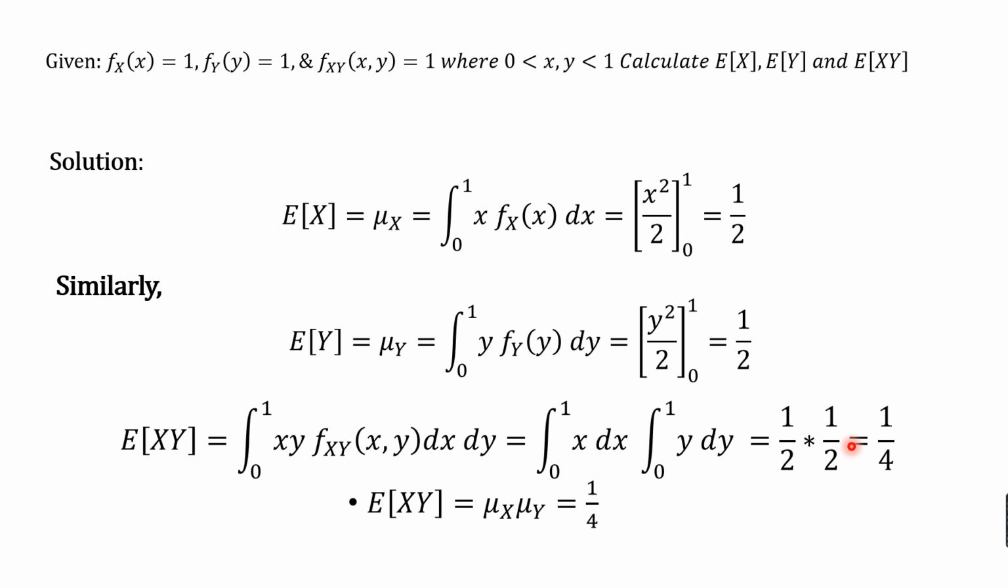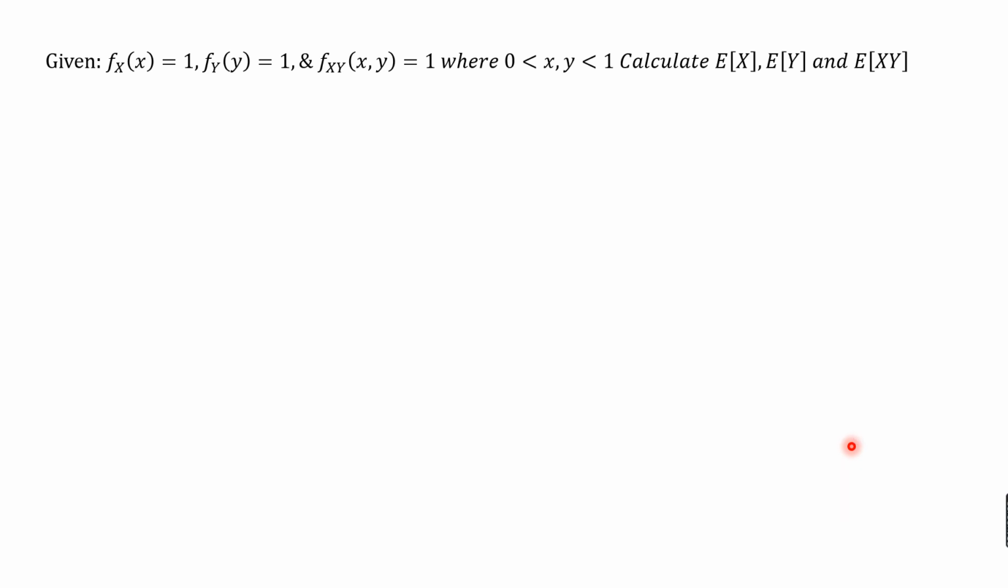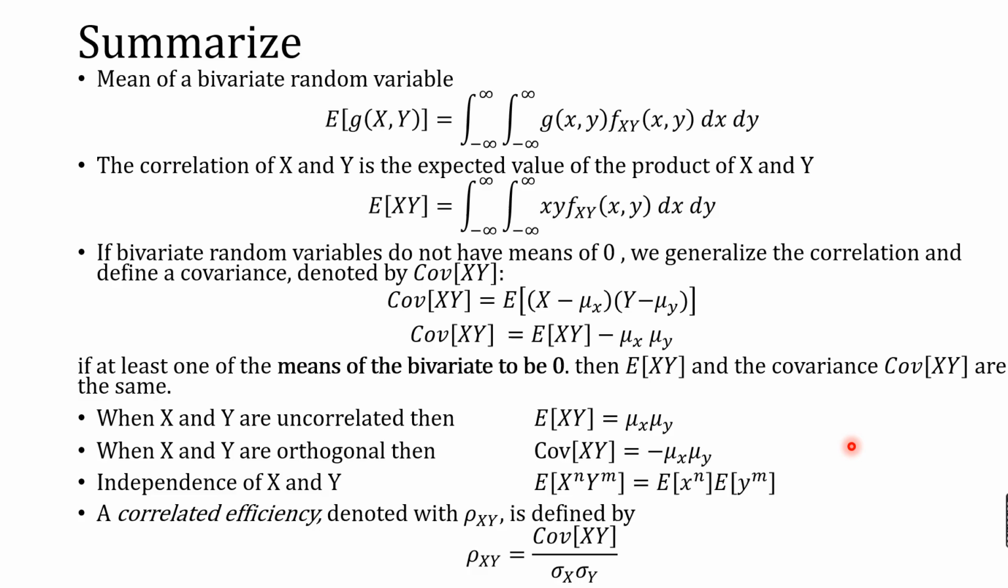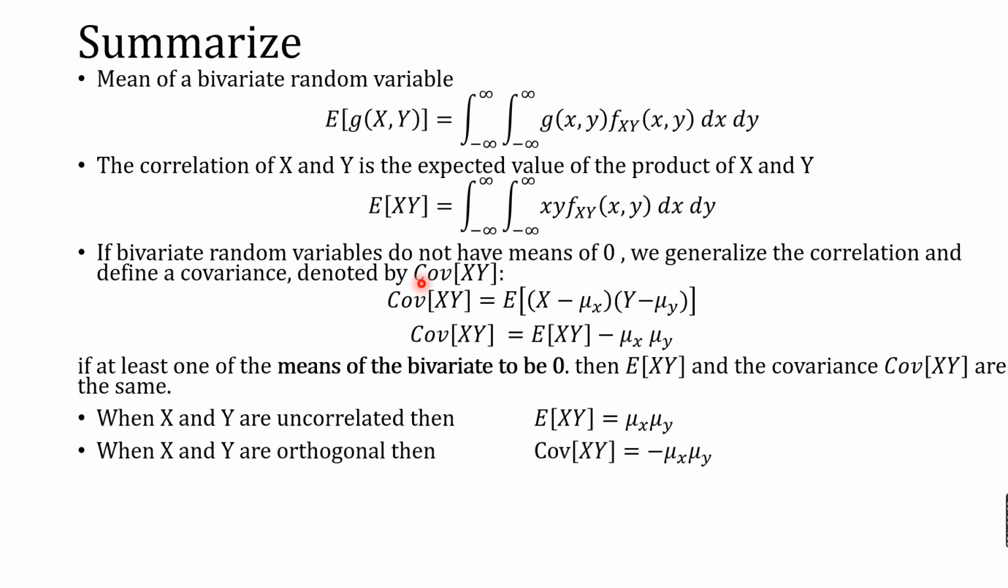So you can say here E of xy equals mu of x and mu of y, that is equal to 1 by 4. Then what could be the conclusion here? Covariance of x and y is 0 here. Using this, we can see that if covariance of x and y is 0, then the correlation of random variables x and y equals the product of their means.